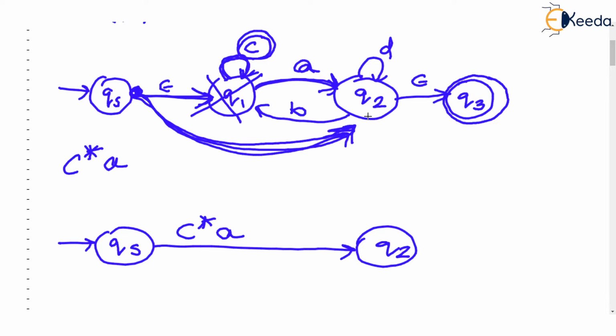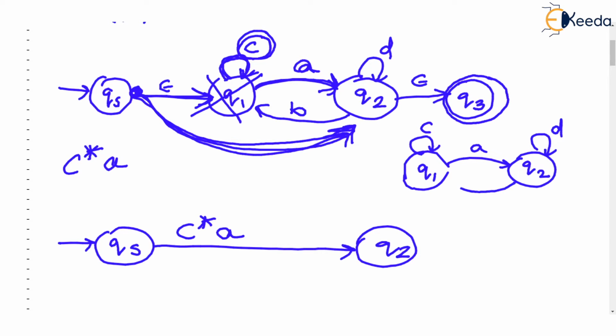I will draw that section over here. Q1 has a loop on C, correct? And then there is a path from Q1 to Q2, correct? Q2 has a loop on D, and Q2 has a path to Q1 on B. Now you tell me, isn't this path going from Q2 to Q1 and coming back to Q2? Yes, of course. And you are going to delete Q1, so you must account for this path. Note that this path is from Q2 to Q2.